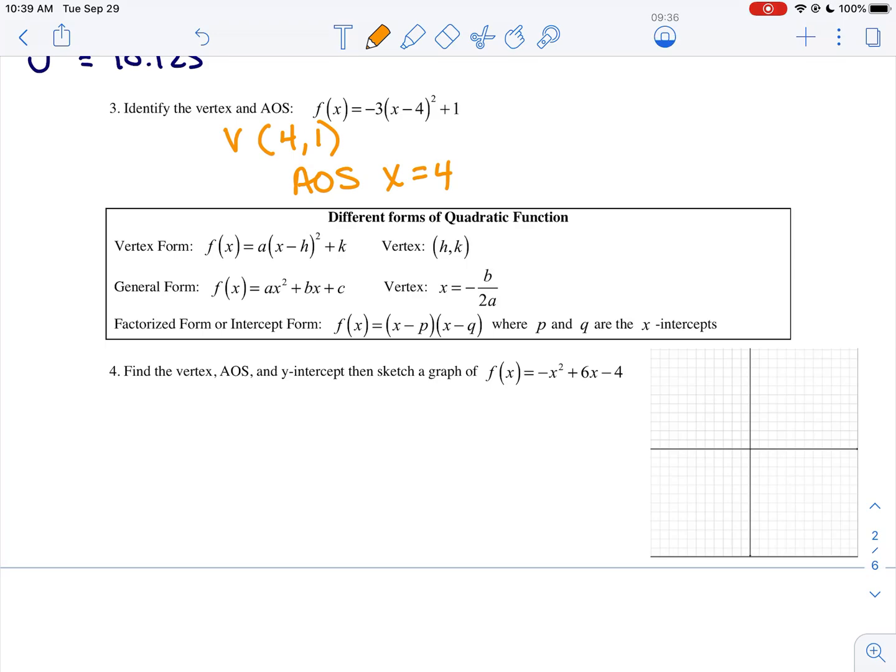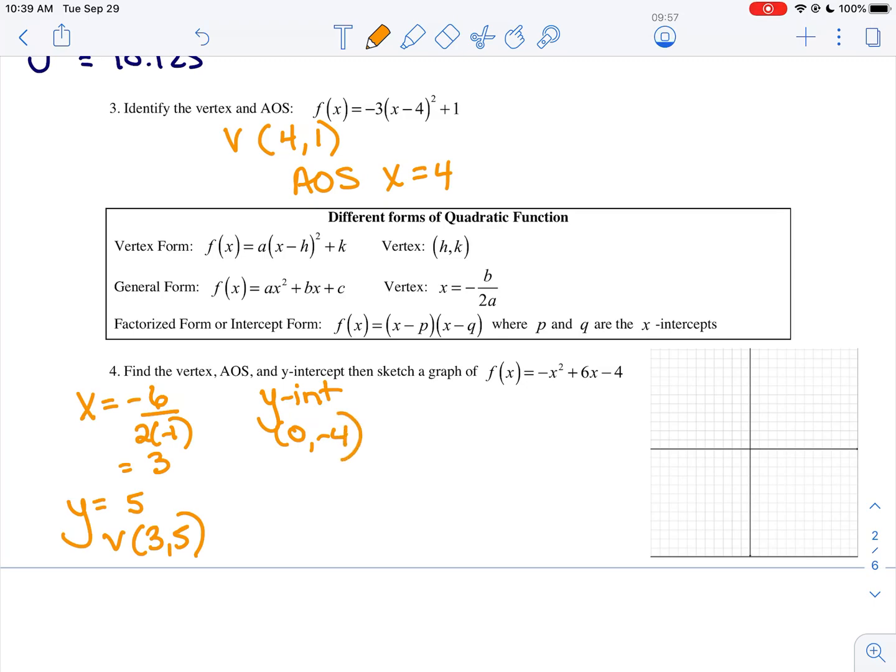Find the vertex, axis of symmetry, y-intercept, then sketch this. So I'm going to use x equals -b over 2a, and then plugging that in, I get y is 5. So my vertex is (3, 5). The y-intercept is (0, -4). The axis of symmetry would be x is 3.